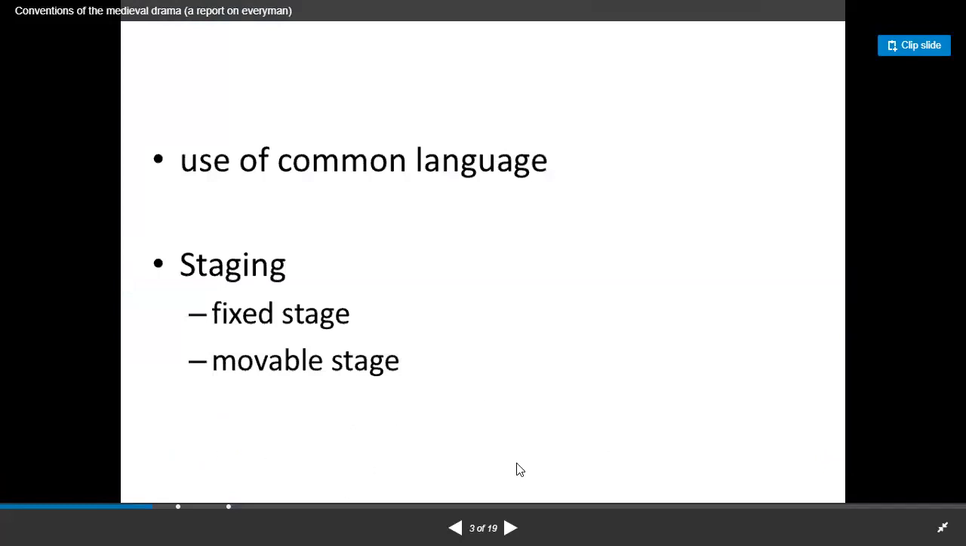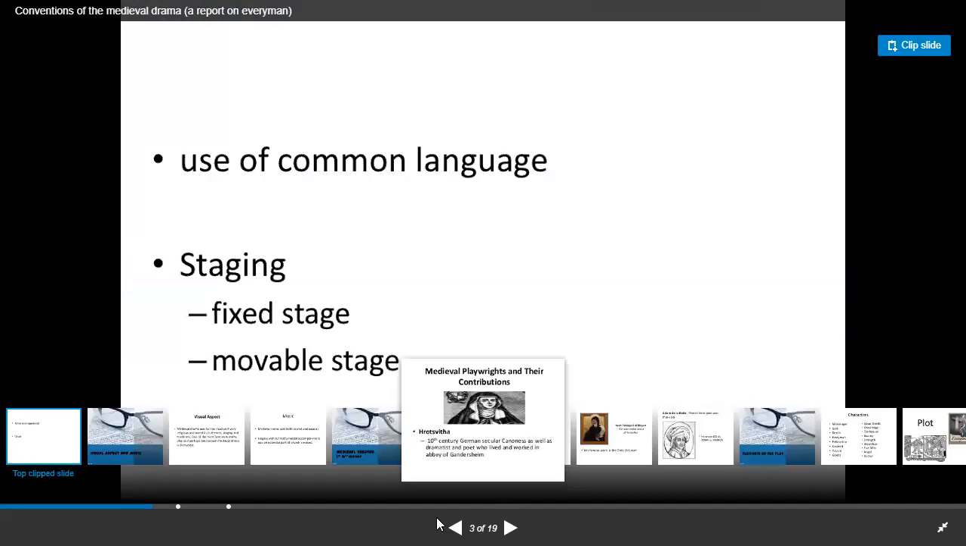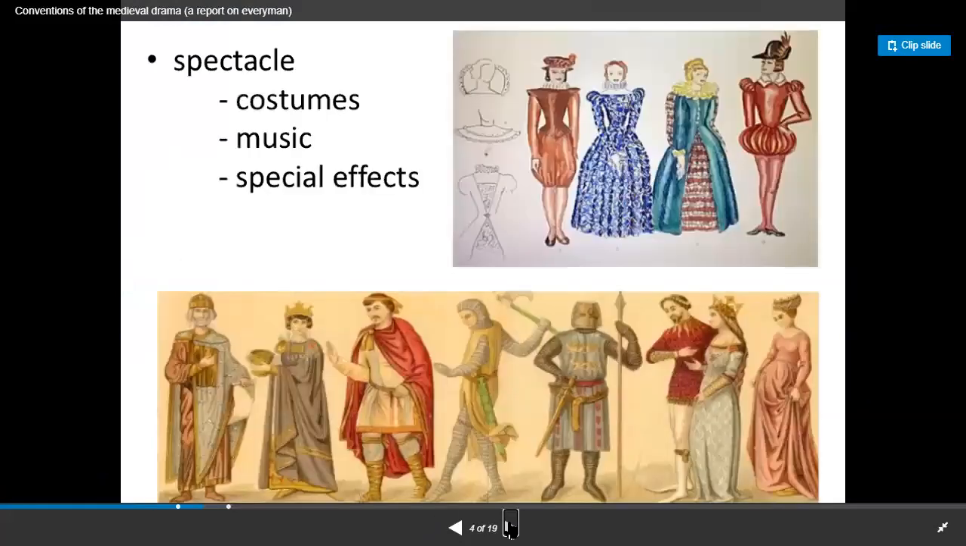There are two stages, one of them fixed and one of them movable. Then we have spectacles, the costumes, music, and special effects. You can see from the picture.